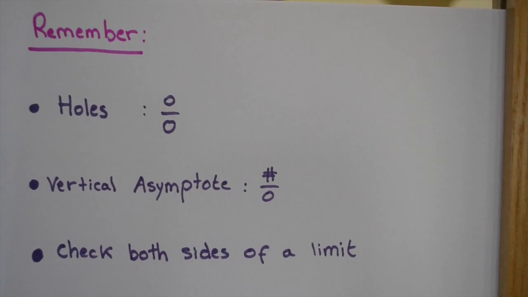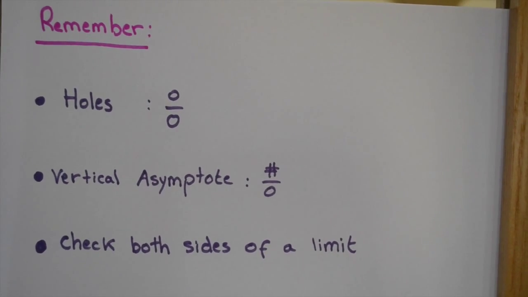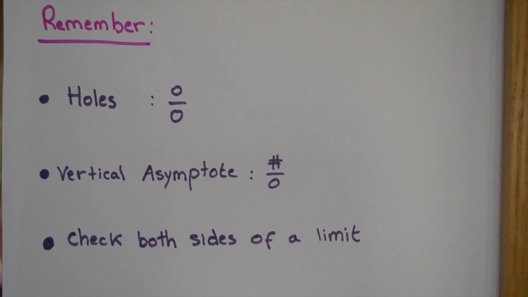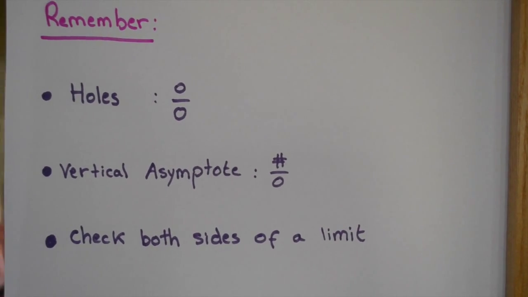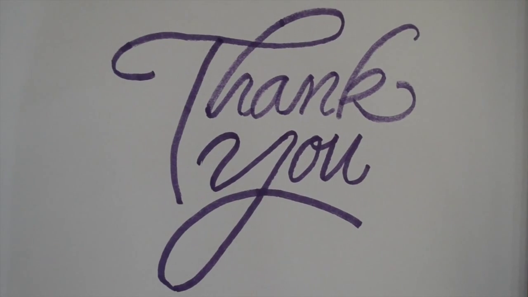And finally, some things to remember: when you find something that is 0 over 0, it means that there is a hole. When you find a number over 0, it means that there is a vertical asymptote. And finally, to see if a limit exists, you should check both sides and see if they match up.